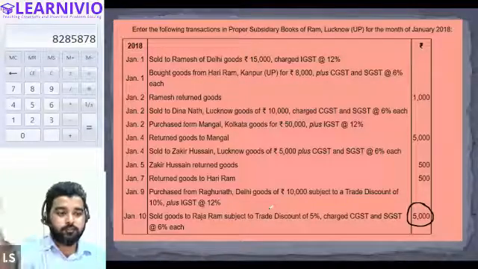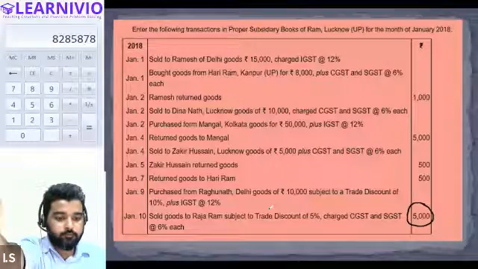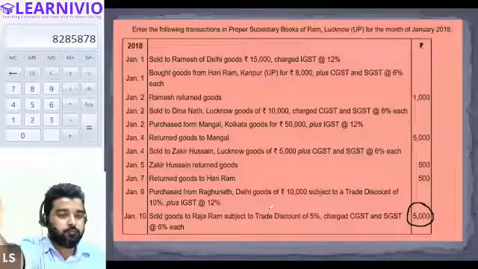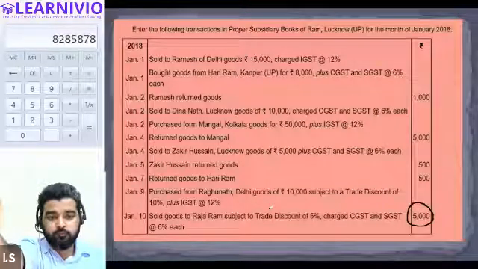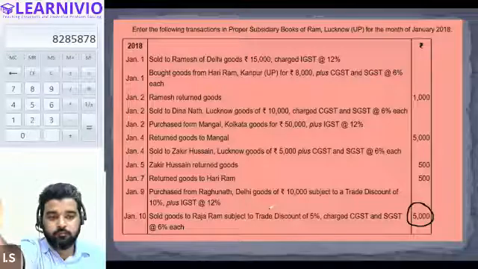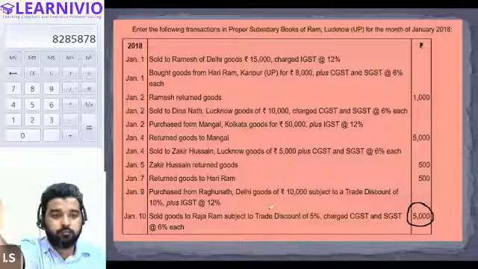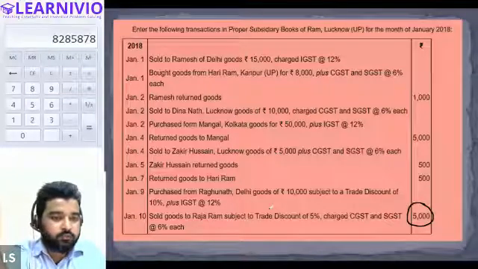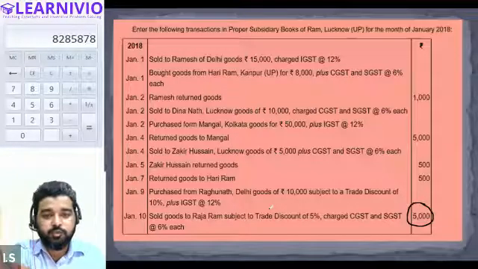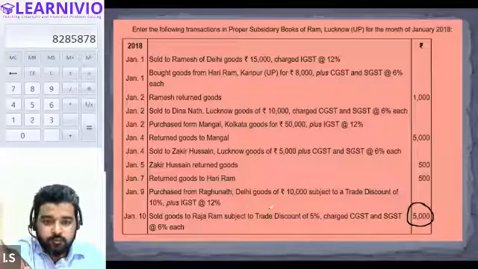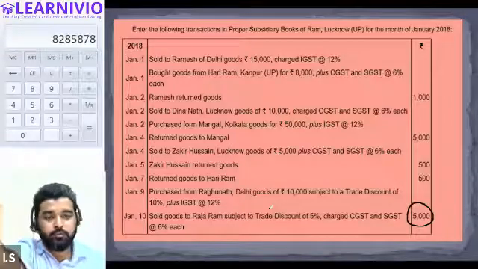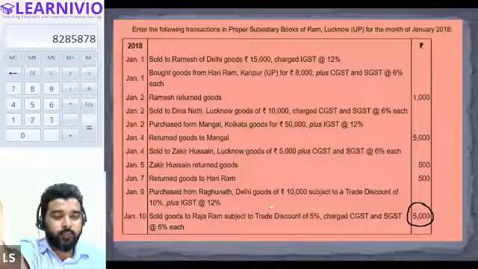Yes, sir, I finished. Sir, when we are doing purchase return books, at that time it will be written return goods to Mangal, and only 5,000 rupees. And what about the trade discount? We don't have to record that because they don't mention anything. This is related to which date? January 4, return goods to Mangal. You don't have to record it, so just 5,000 rupees we write and go on.